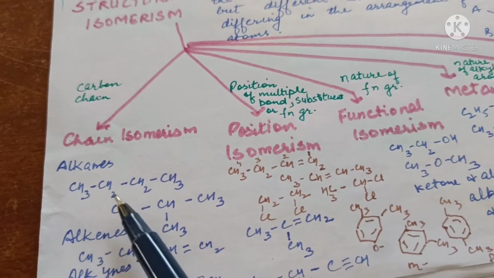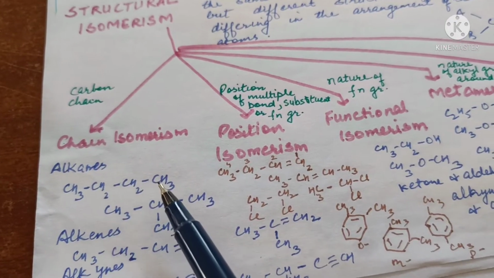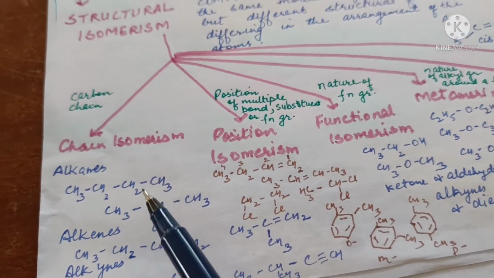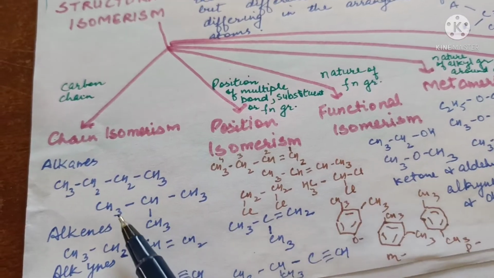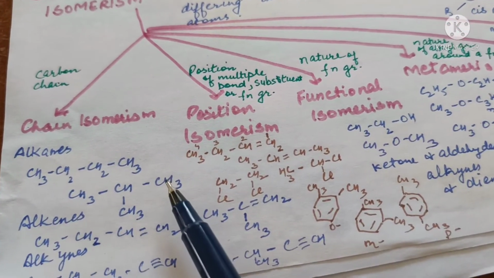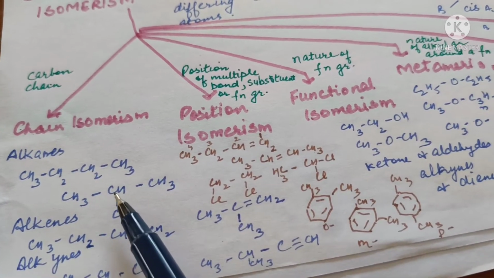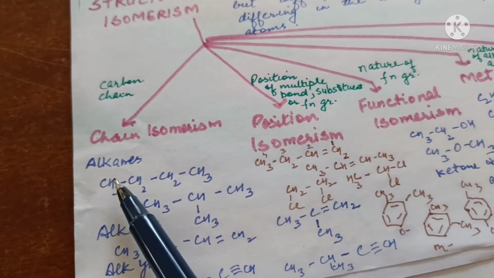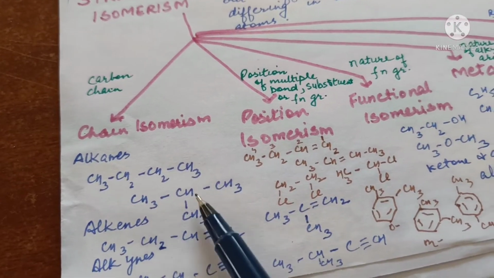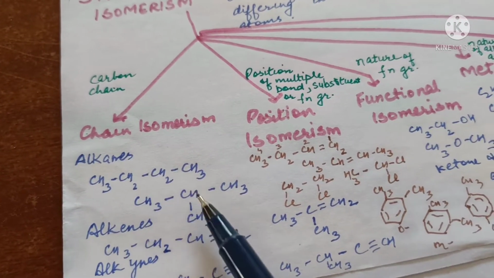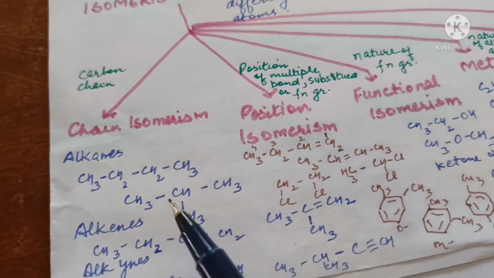In alkanes, this compound has a chain of 4 carbon atoms, whereas its chain isomer has a chain of 3 carbon atoms and the 4th carbon is attached to the 2nd carbon of this chain. So this is normal butane and this is 2-methylpropane. These two are chain isomers of each other.